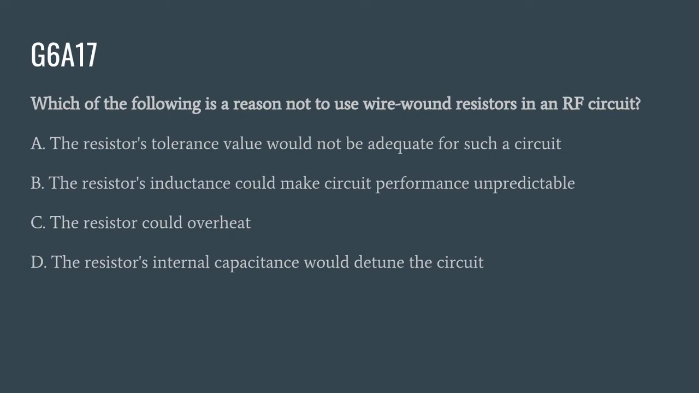G6A17, which of the following is the reason not to use wire-wound resistors in an RF circuit? A, the resistor's tolerance value would not be adequate for such a circuit. B, the resistor's inductance could make circuit performance unpredictable. C, the resistor could overheat. Or D, the resistor's internal capacitance would detune the circuit. Correct answer is B, the resistor's inductance could make the circuit performance unpredictable.